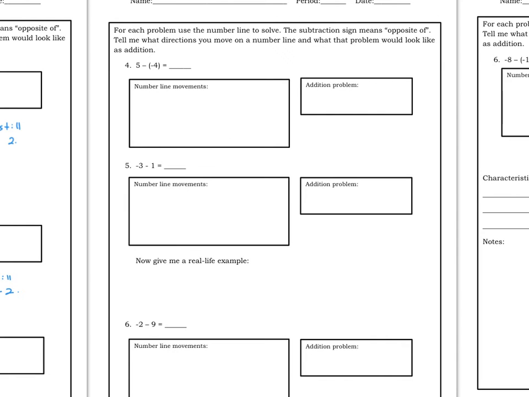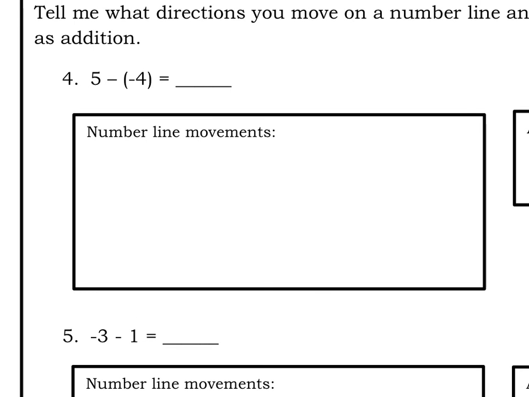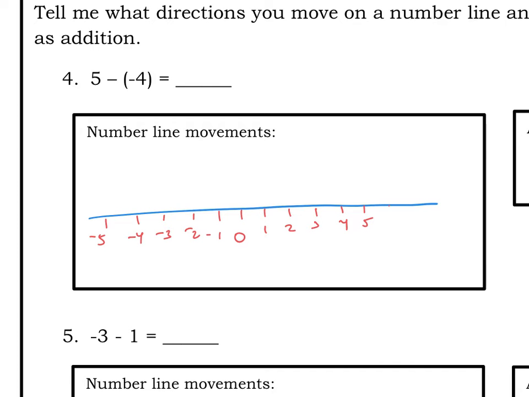All right, let's take a look at number 4. Number 4 says 5 minus negative 4. So let's go ahead and put 0, negative 1, 2, 3, 4, 5, and 1, 2, 3, 4, 5, 6, 7, 8, and 9.